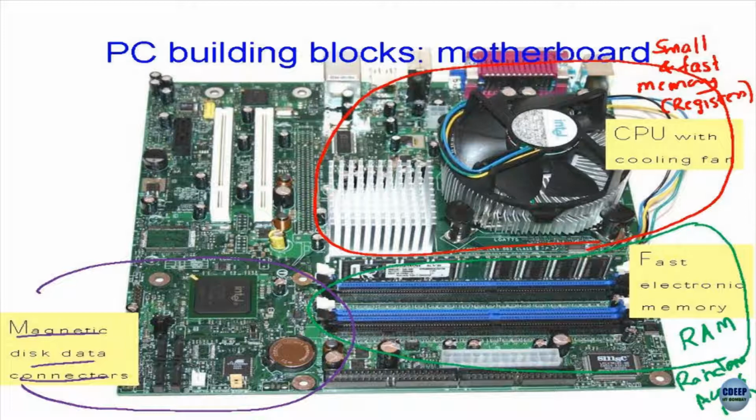You must have noticed some of these components. You have this CPU with a cooling fan, where a lot of computation happens. The CPU also has a small amount of memory in the form of registers, which are very quick to access. These registers let you do arithmetic computations, and they are small and fast to access. You also have another component here, fast electronic memory. It is fast relative to the hard disk, but can be slower than the registers. This is called the RAM.